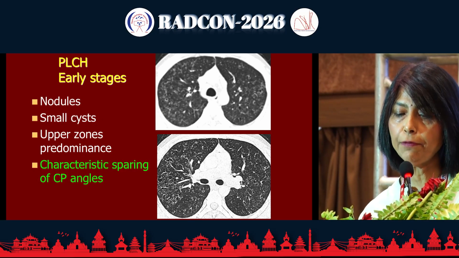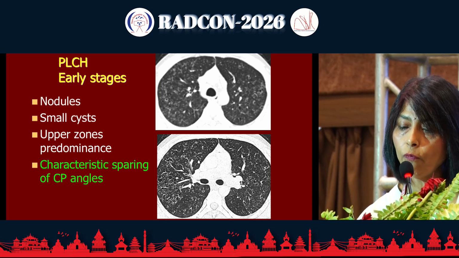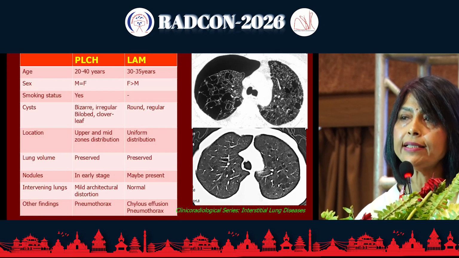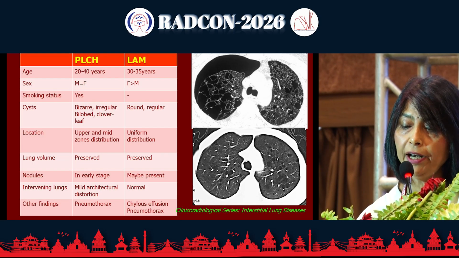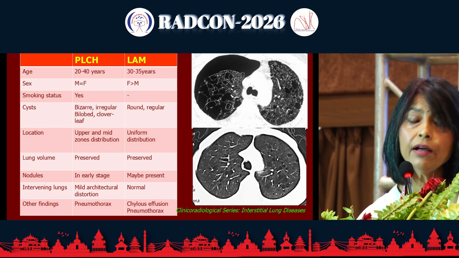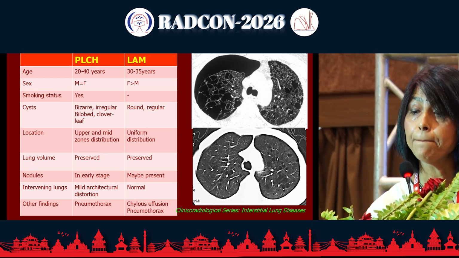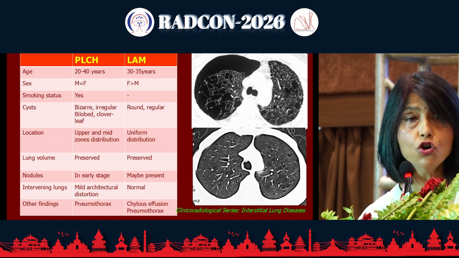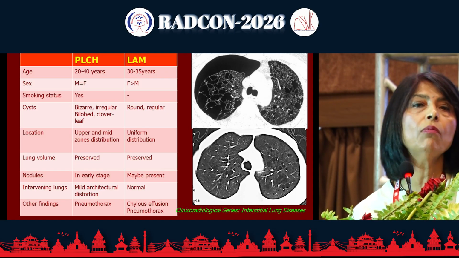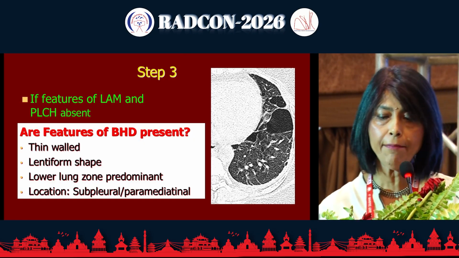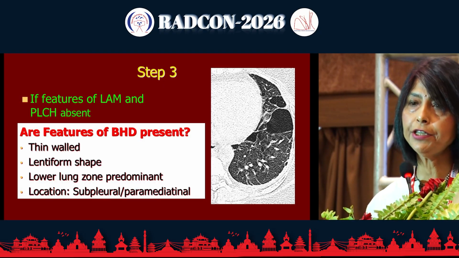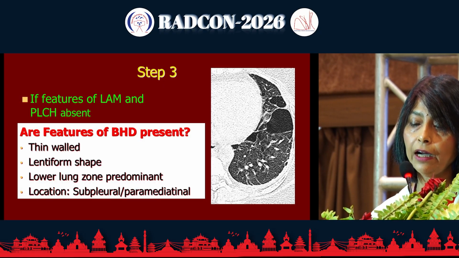How do you differentiate PLCH from LAM? We have seen the examples, they are vastly different. Upper lobe predominant, diffuse, bizarre, irregular shapes, may be associated with nodules, whereas LAM has no nodules. We now come to our third entity, no LAM, no PLCH. We have 4 entities to cover.